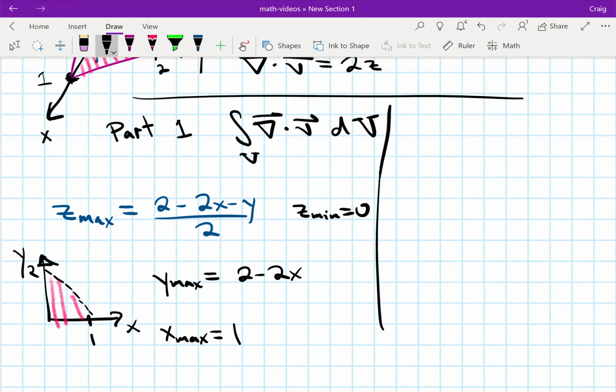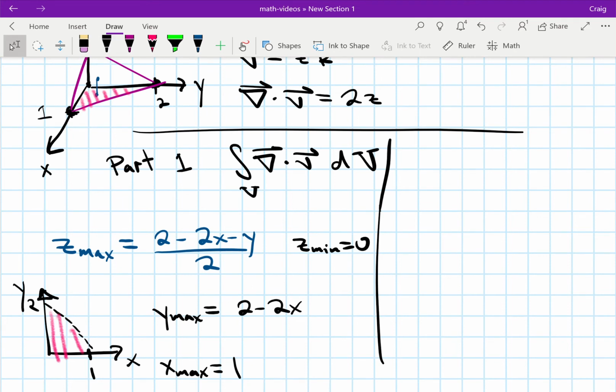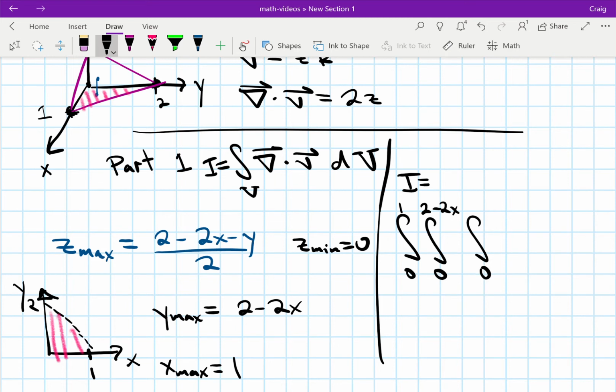So those are my limits of integration, and when I set up my iterated integral, I know that the divergence is 2z. I already computed that. So the object that I'm computing, let's call this the integral capital I. The outer integral is over x, then my integral over y runs from 0 to 2 minus 2x, and then my integral over z runs from 0 all the way up to 2 minus 2x minus y over 2, and the thing that I'm integrating is 2z dz dy.